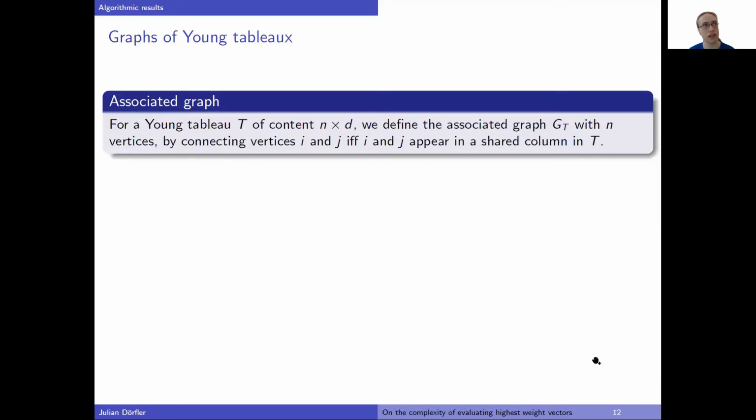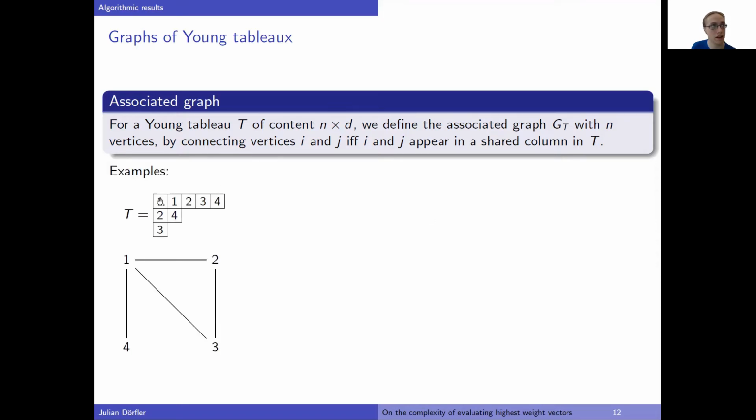There's one last notion that we need to look at, which is the one of associated graphs. A Young tableau of now the symmetrized ones, so content n times d, has an associated graph on n vertices. So for each number that appears in the Young tableau, there's one vertex, and we connect vertices i and j if and only if i and j appear in a shared column in our Young tableau.